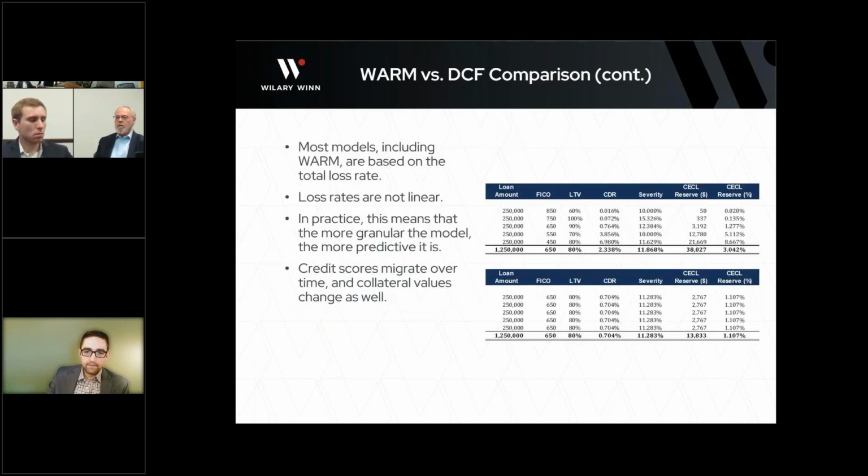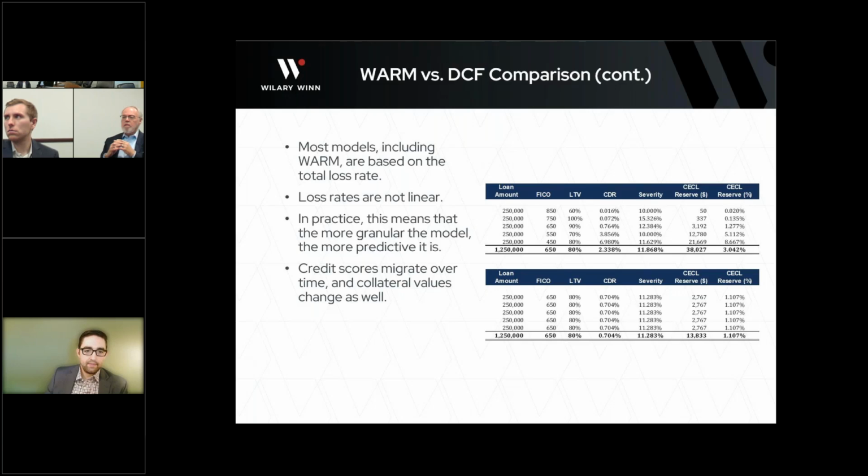So this is the same chart that Doug had earlier, but I'll circle back to why that model granularity is such a big deal when we're talking about estimating expected credit losses. Most models, WARM included, are going to apply a total loss rate based on historical averages. But as Doug explained, loss rates are nowhere near linear. They don't behave the same across credit profiles. They're not the same across loan types, and even different economic environments or geographies, they tend to be much different.